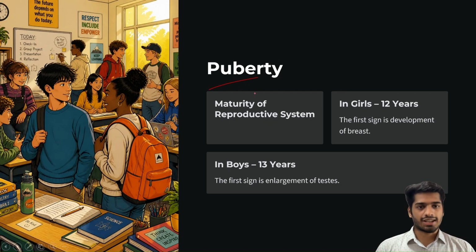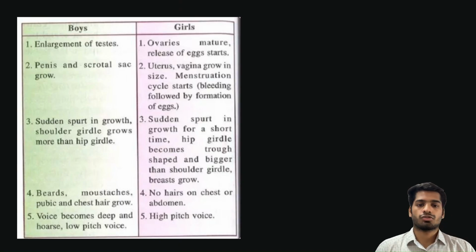So puberty is nothing but the period in which you're going to see reproductive maturity. In males, or in boys, it is around the age of 13 that we see the reproductive maturity. And in girls, it is slightly earlier. Around the age of 12, you can see the reproductive system starts to mature. So what is puberty? What happens in boys and girls? There's a table which is given in your book.